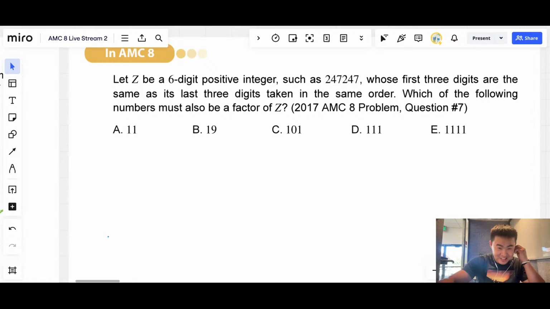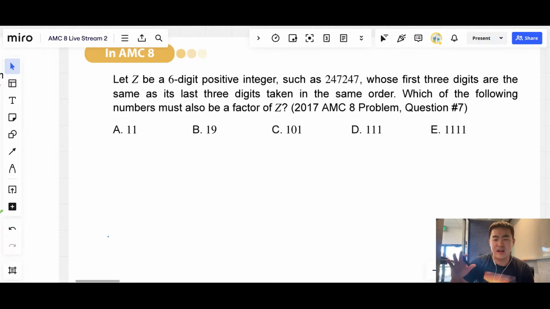The second problem talks about letting z be a 6-digit positive integer, such as 247247. There is an interesting feature about this kind of 6-digit number: the first 3 digits are the same as its last 3 digits, in the same order. Which of the following numbers must also be a factor of z?